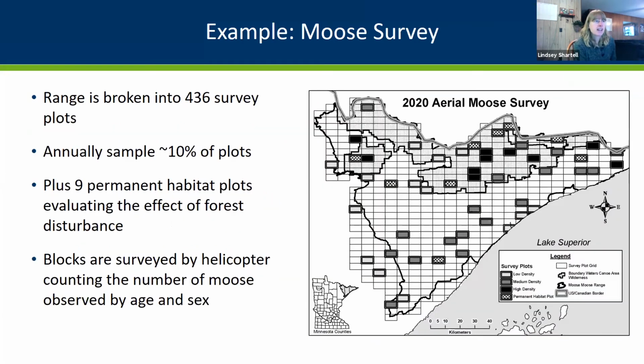The Northeast Moose Range is broken down into 436 survey plots. Approximately 10% are sampled each year, plus 9 permanent habitat plots that evaluate the effect of forest disturbance. Plots are surveyed by helicopter, counting the number of moose observed by age and sex.